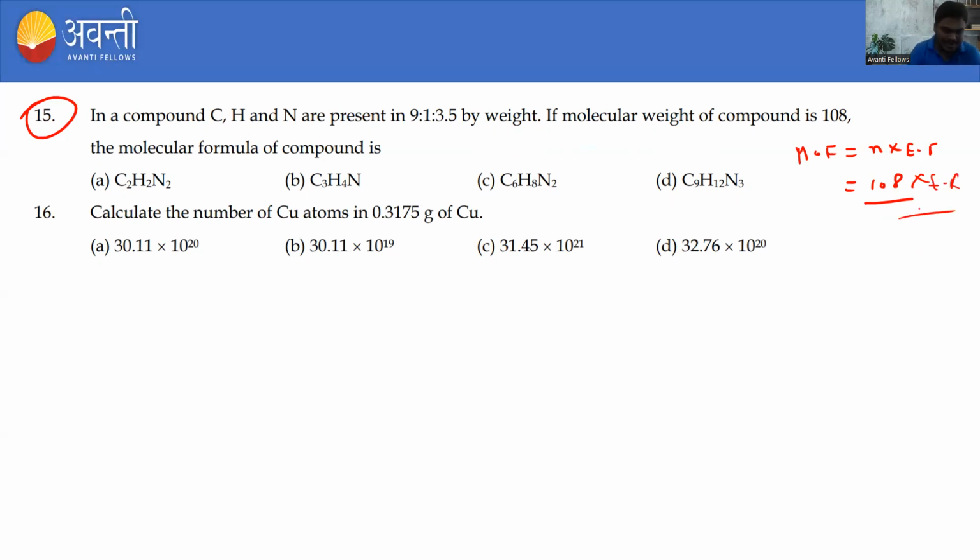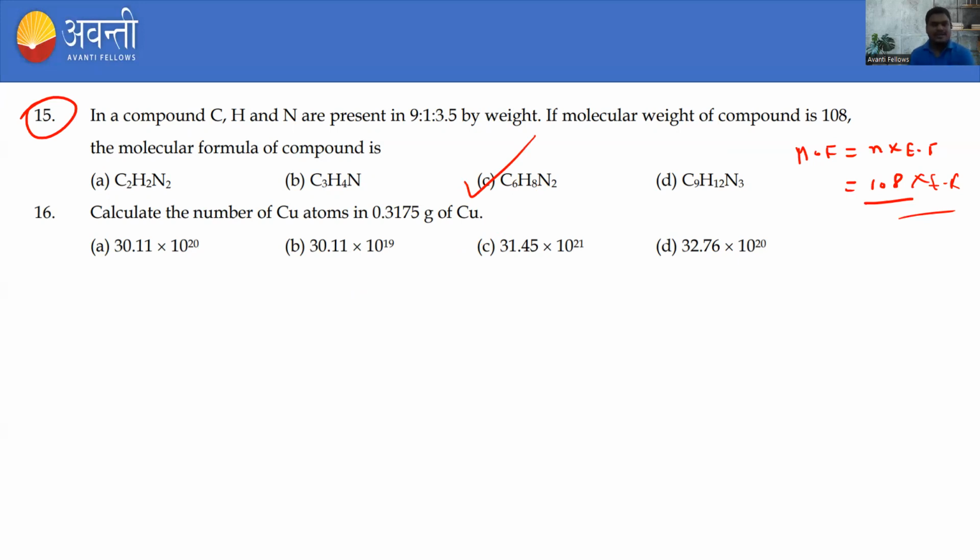So you get the value, right? I hope all of you calculate this value. This is a very, very simple question. So the correct answer is C6H8N2. So C comes out to be correct. Try to solve this, and if you face any problem, then definitely we'll get into this.